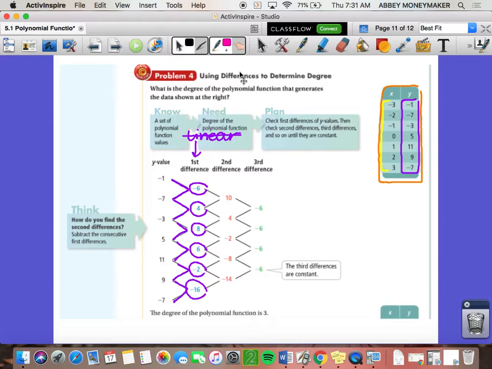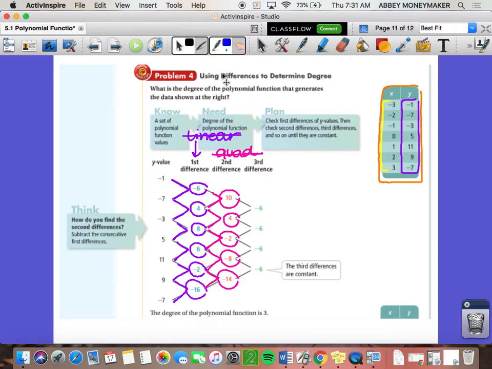Well, let's keep going until we get a difference that is consistent. From -6 to 4, you went up 10. From 4 to 8, you went up 4. From 8 to 6, you went down 2. From 6 to -2, you went down 8. From -2 to -16, you went down 14. The second difference would be a quadratic, but it's not constant, so it's not a quadratic.